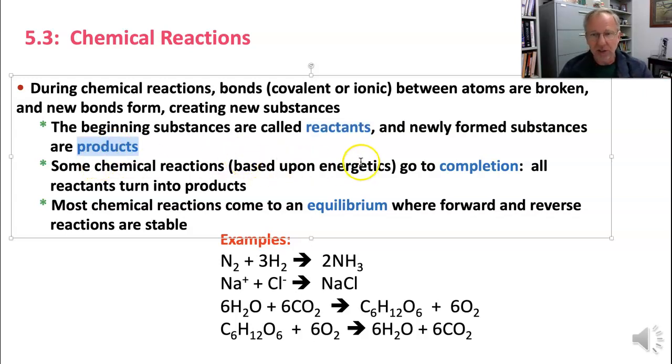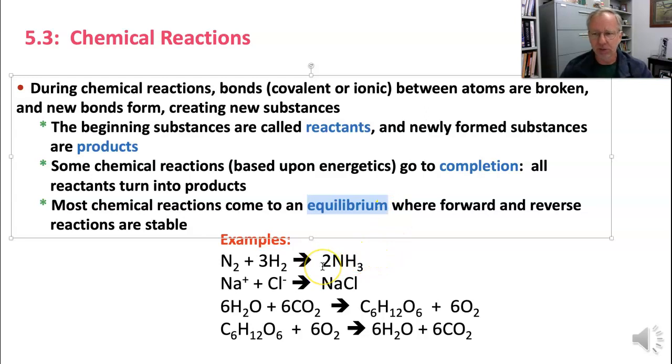Some chemical reactions go to completion. That means all the reactants turn into all the products, and there's no reactants left over. Most chemical reactions come to an equilibrium where there are forward and reverse reactions that are stable, and it doesn't go to completion. So that's most kinds of chemical reactions. And what happens either way is based on energetics, gets more detailed and complex in physics. We don't need to worry about that. But in our bodies, we have reactions that go to completion. Most chemical reactions are at an equilibrium.